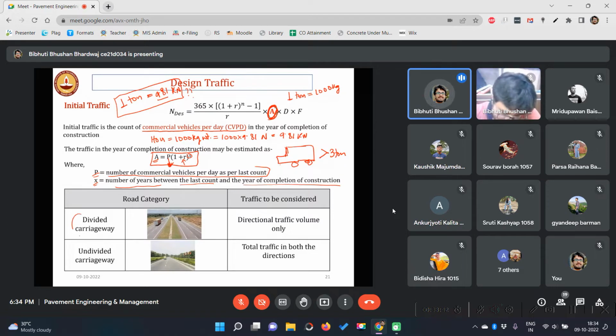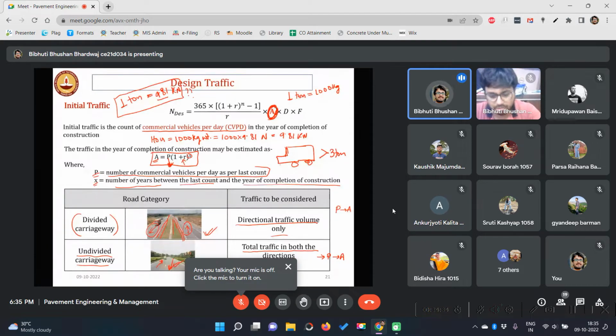Okay. And you have to be very, very careful what type of road category you are going to design. If it is a divided carriageway, like I told, like this one, you can see there is a divider, median in between, then only the directional traffic will happen. That means if you consider only here or here, this needs to be reported as P, which eventually becomes A. But if it is undivided, like this, most of the roads in Assam are like this, then you have to consider the total traffic in both directions, going and coming. You have to sum up and report that as P. That will become A. Any doubt till now? No. Okay. Very good. So this A part is clear. What is A? How to calculate A?